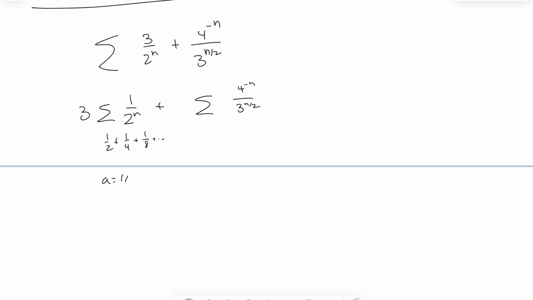So the a is 1/2, and the r is 1/4 divided by 1/2, which is 1/4 times 2, which is 1/2. So I hope you got those a's and r's for the first one. And the second one is similar, but much more complicated looking, but you're doing the same thing. So if I were to write the first term, it looks like that, using n equals 1. And then using n equals 2, it looks like 4 to the minus 2 over 3 to the 2 over 2. That's what that is. 3 to the 2 over 2, of course, is just 3, right? And 3 to the 1/2 is root 3.